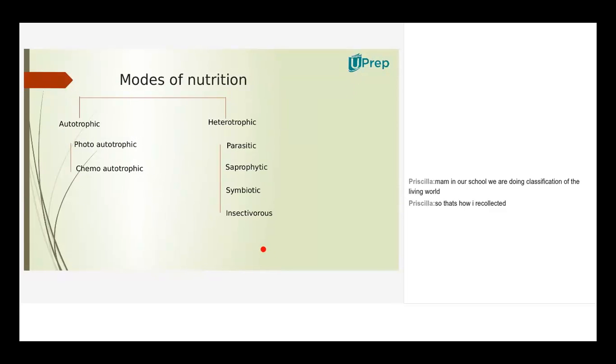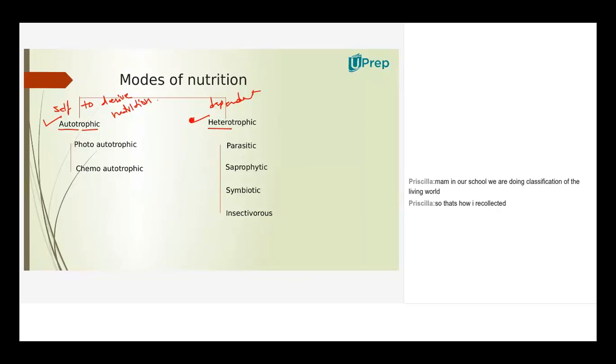Okay. Now, modes of nutrition are always of two types, autotrophic and heterotrophic. What is the meaning of auto? Self. Very good, Unmana. Auto means self. And what is the meaning of hetero? Dependent. Very good. So dependent, right? And what is the meaning of trophic? Nutrition, or to derive nutrition. Very good. You're able to recall everything.